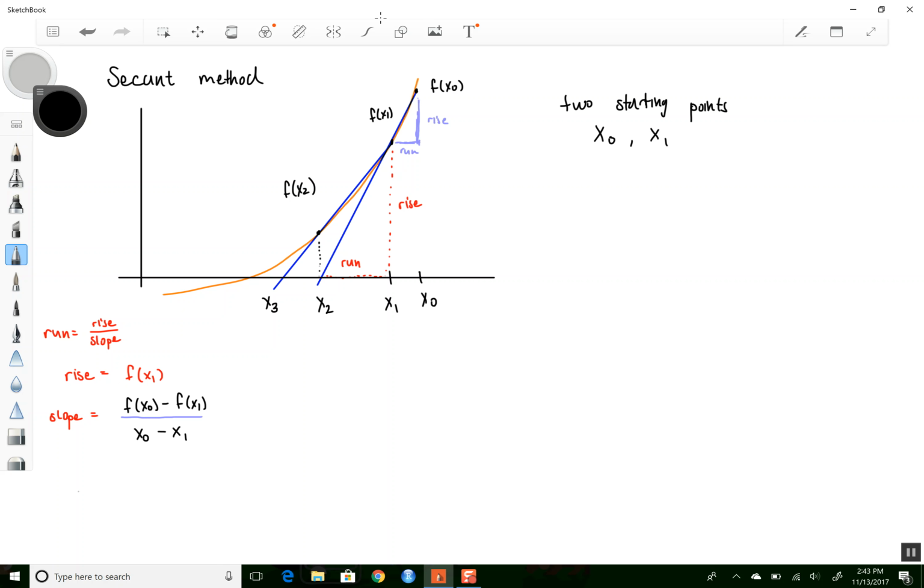So what is x2? x2 is going to be equal to x1 minus the rise, f of x1, divided by the slope. So I would multiply this by x0 minus x1, over f of x0 minus f of x1. I'm just inverting the slope, flipping it around.